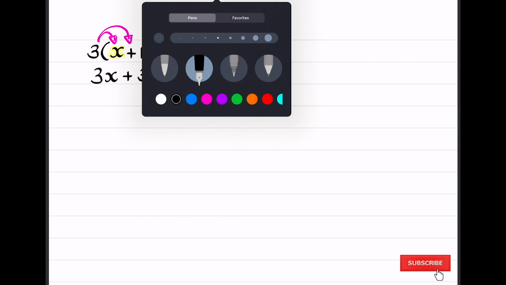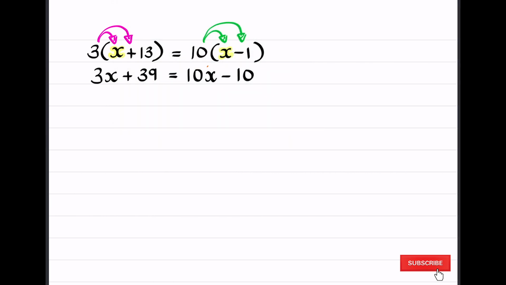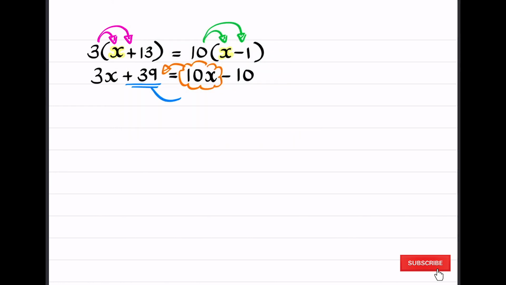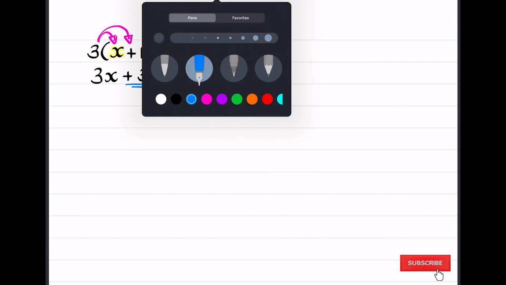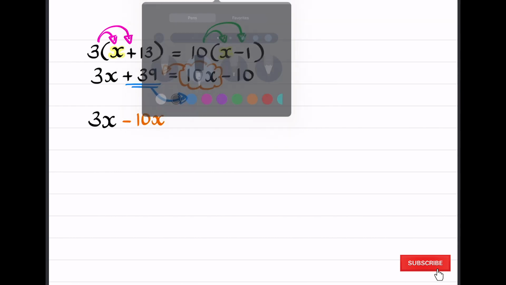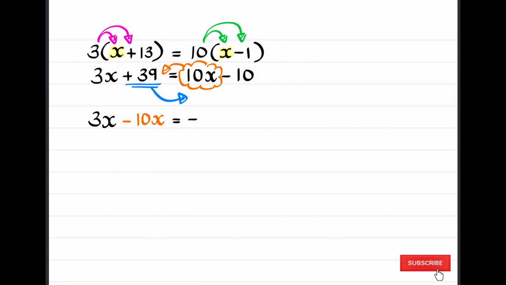Now I'm going to do the exact same process, and I'm going to group my like terms. So I'm going to take this 10x across the equal sign, and I am also going to take this 39 across the equal sign in the opposite direction. So the 3x was there first, stays the same. The positive 10x, when it goes across the equal sign, now becomes a negative 10x. That will be equal to, the negative 10 stays the same, stays first. The positive 39, when it goes across, now becomes a negative 39.